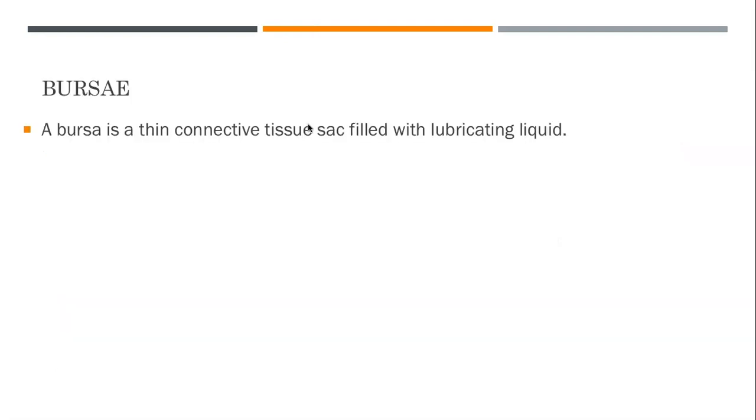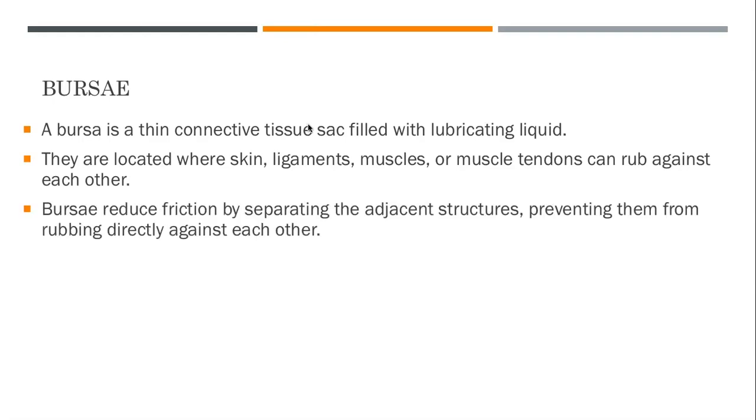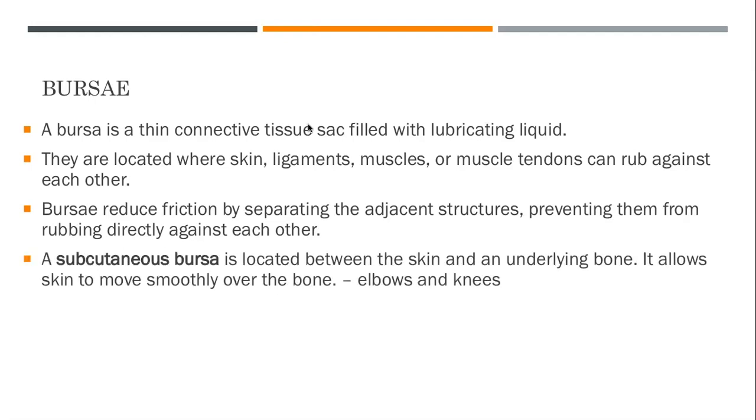A bursa, which is the individual form, is a thin connective tissue sac filled with lubricating liquid. They're located where skin, ligaments, muscles, or muscle tendons can rub against each other. Bursae reduce friction by separating the adjacent structures, preventing them from rubbing directly against each other. A subcutaneous bursa is located between the skin and an underlying bone. It allows the skin to move smoothly over the bone. You'll find those in your elbows and your knees.